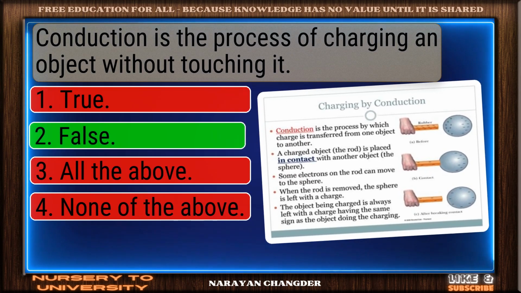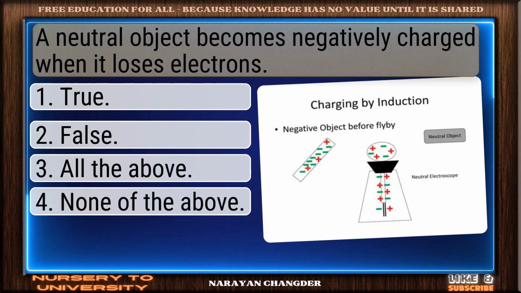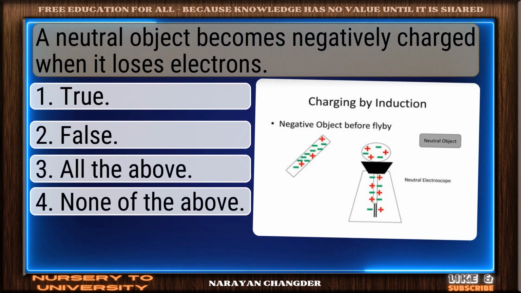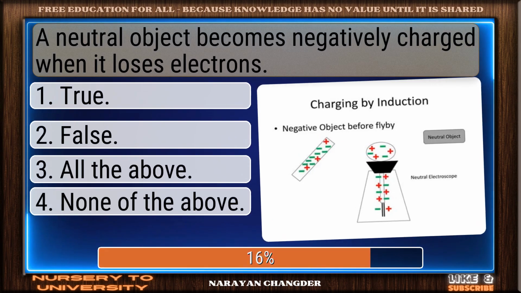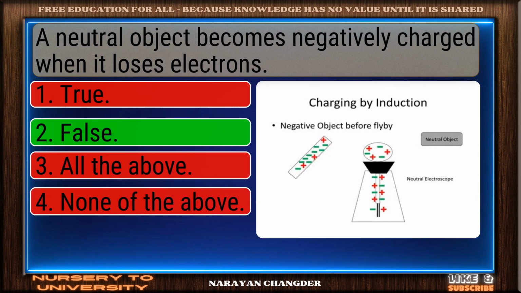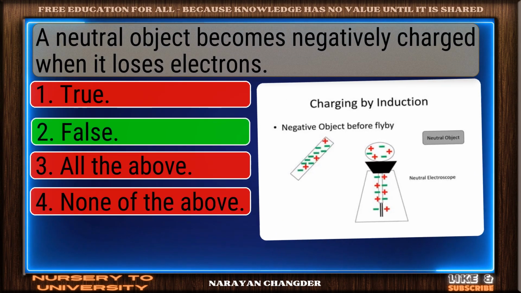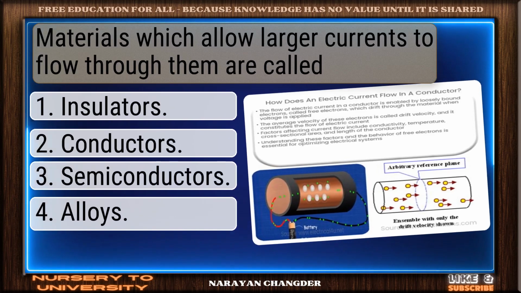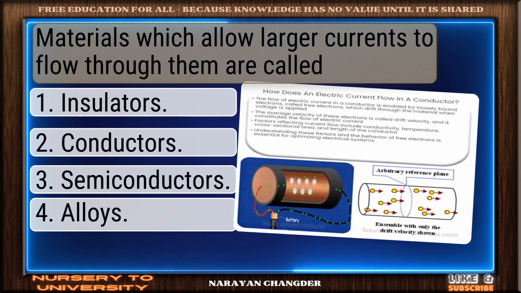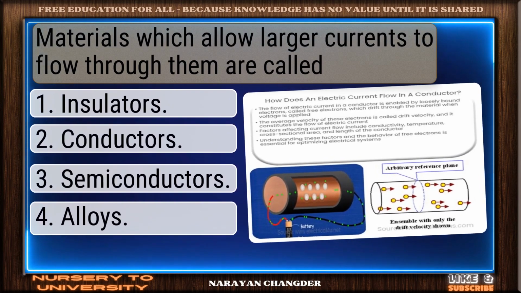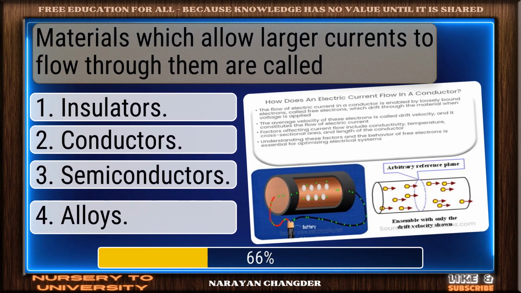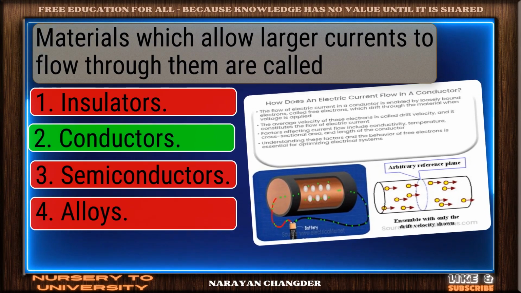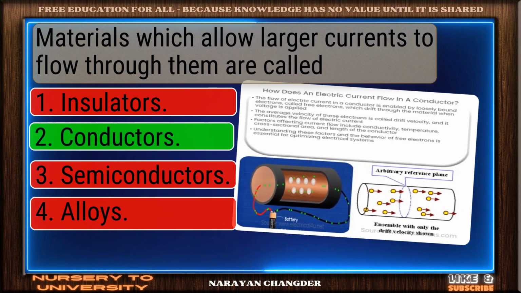Valid point. False is true. A neutral object becomes negatively charged when it loses electrons. You chose false. Correct. Materials which allow larger currents to flow through them are called... Well reasoned. Conductors is correct.